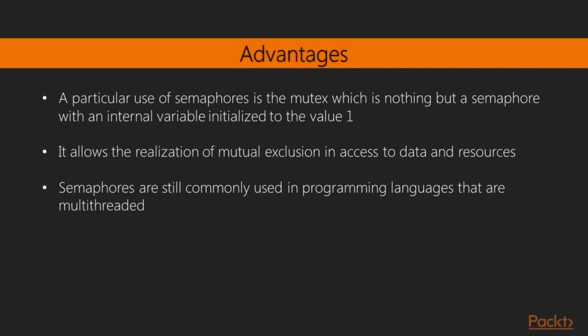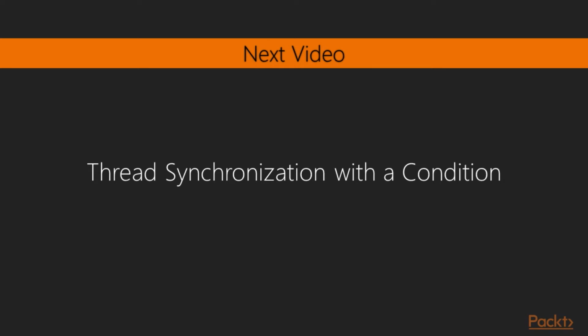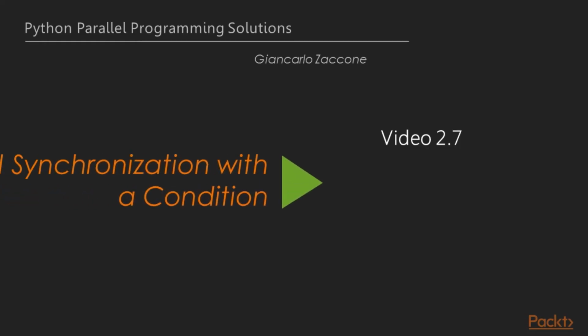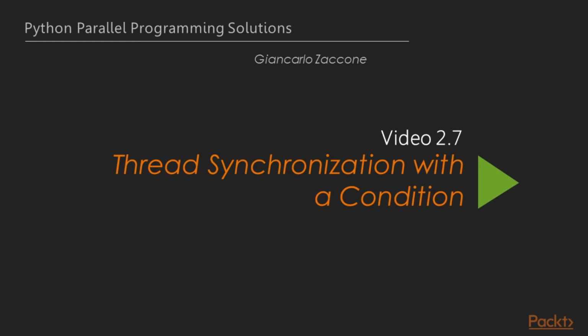In this video, we carried out thread synchronization with semaphores. In the next video, we'll see how to carry out thread synchronization with a condition. Our previous video showed us the process of thread synchronization with semaphores. This is the 7th video, thread synchronization with a condition.